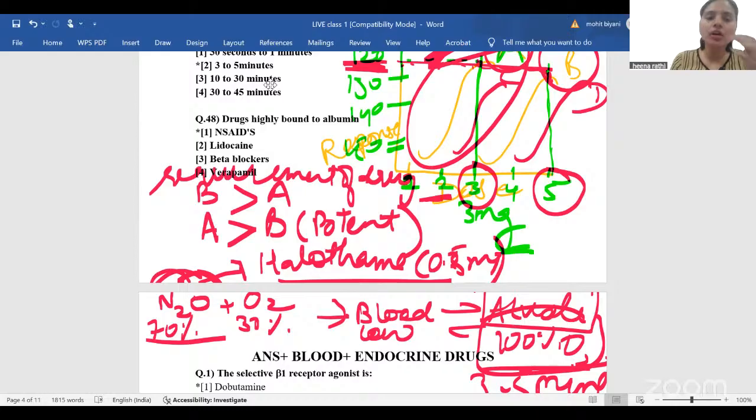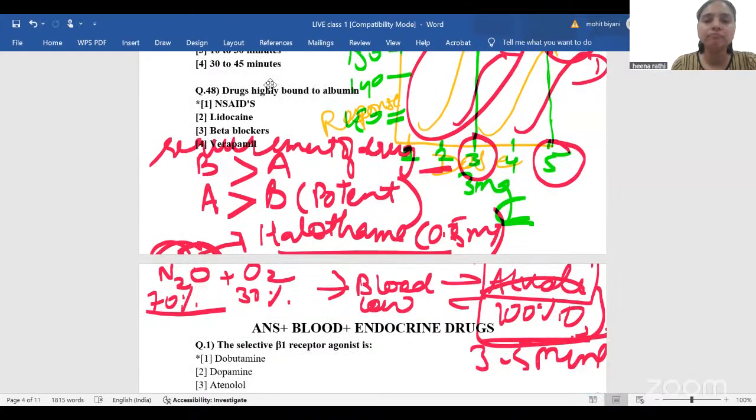Basic drugs like lidocaine, which is a local anesthetic, are basic in nature. Beta blockers are basic in nature. Verapamil, a calcium channel blocker, is basic in nature. They are going to bind with the globulin, not with the albumin. Only acidic drugs will bind to the albumin. Basic drugs will bind to the globulin.